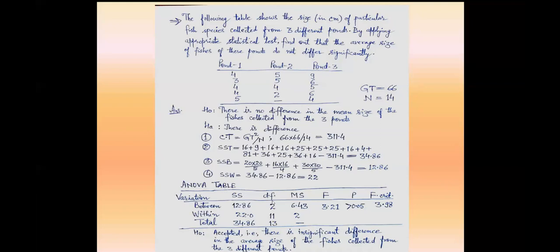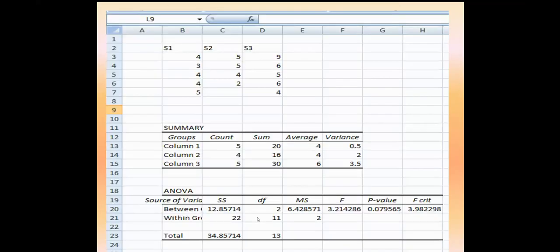If the calculated value is less than the table value, then one will accept the null hypothesis. And if it is more than the table value, then one will reject the hypothesis. So in this case, what we observe is that the probability is more than 5%. So we accept the hypothesis. And we can say that there is insignificant difference in the mean fishes collected from the treated ponds.